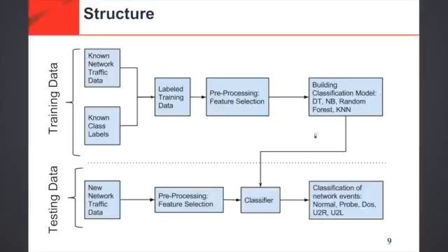After we build our model, we can get new traffic data and do the same pre-processing, and we do not need to train the classifier again because we already have one. We can simply apply this classifier to the testing data and classify each of the traffic data into 5 kinds of events.